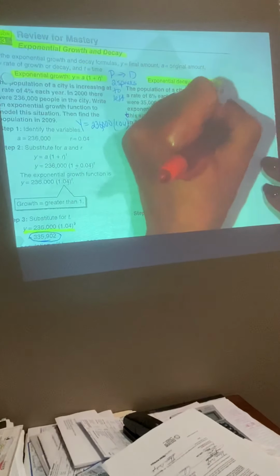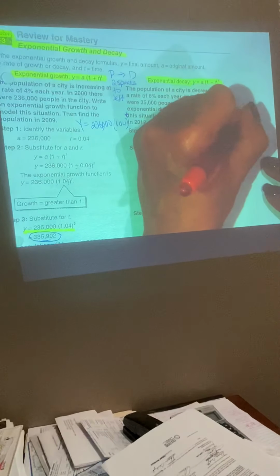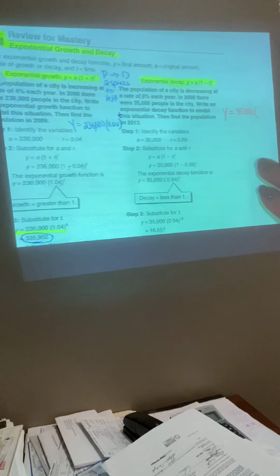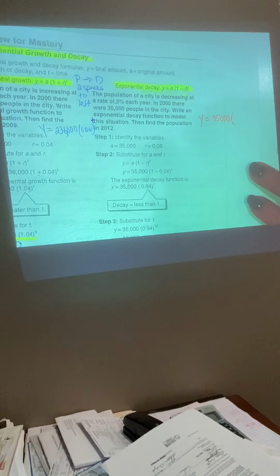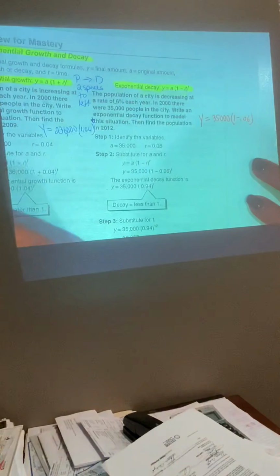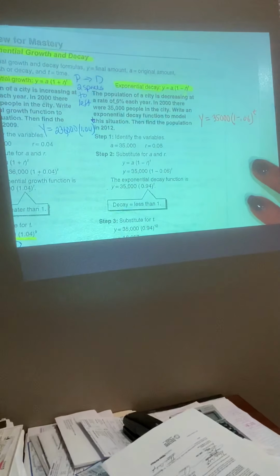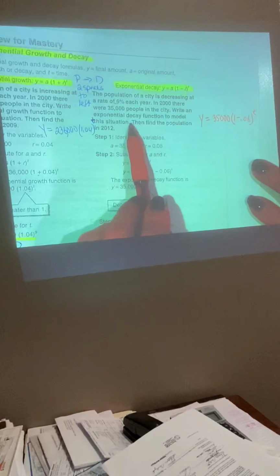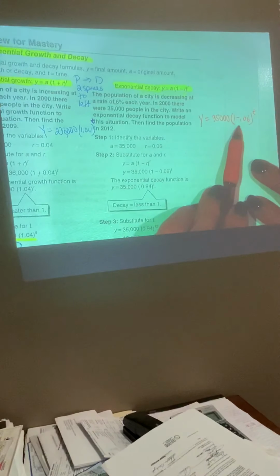35,000, now 6%, so you're subtracting. You are subtracting from 100. So 100 minus 6 is 94. Put a decimal in front. You can do it like that, 0.94, or 1 minus 0.06 to the t. That's for writing a model. If it says write out the model, see how it says write an exponential decay function to model the situation. That's modeling the situation.